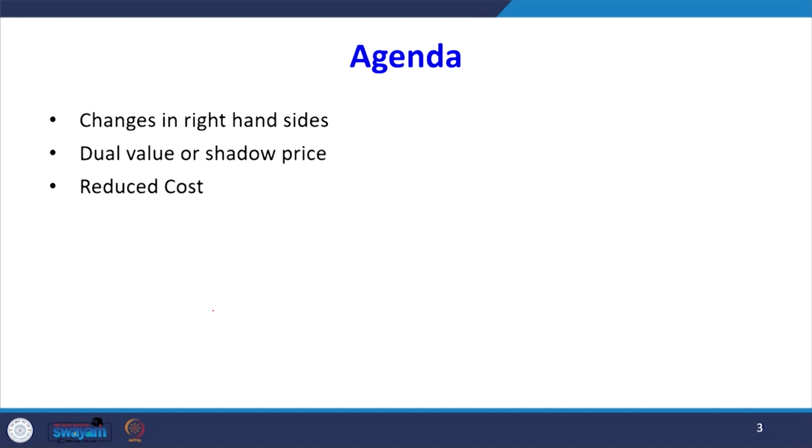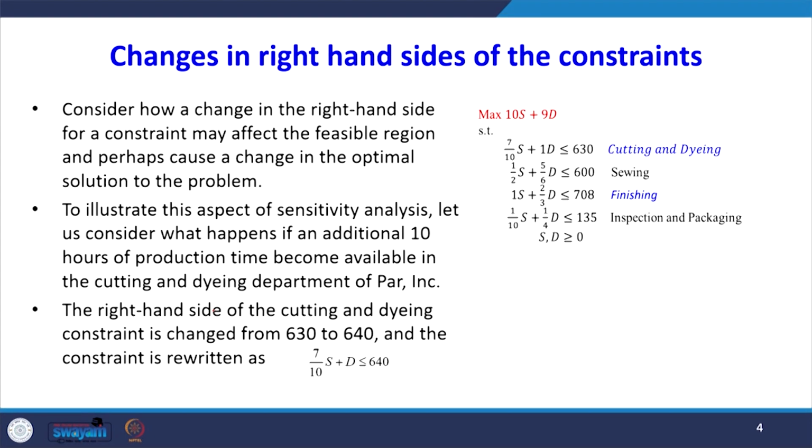The agenda for this lecture is what is the effect if any value changes on the right hand side of the constraint. Then we will discuss what the dual value is, the other name for which is shadow price. Then there is another term called reduced cost. Now first we will see the changes in the right hand side of the constraint.